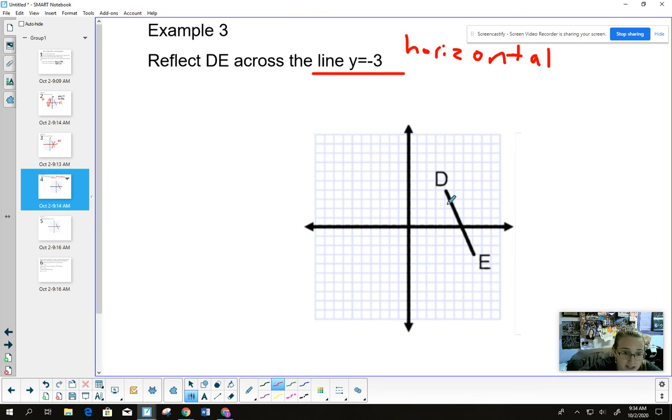So once again, we still have DE. I'm going to find where y equals -3, which is 1, 2, 3. That is the point where y equals -3. Let's draw a line through that.